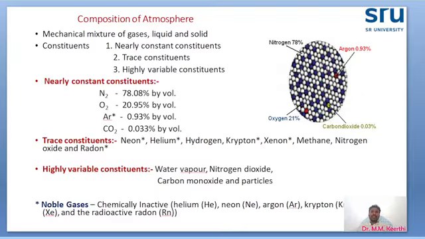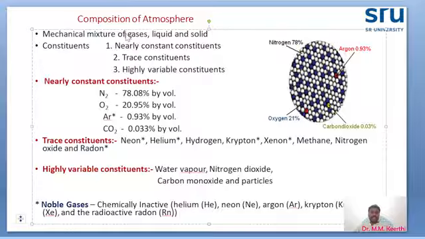Okay, next one is: what is the composition of the air? The atmosphere is a mechanical mixture of gases, liquid, and solid portions. Gases will be present, liquid will be present, and solid portions. What constituents are there? There are three: nearly constant constituents, trace constituents, and highly variable constituents.